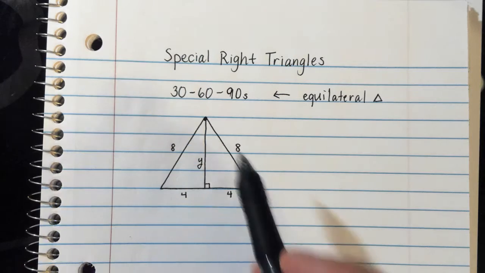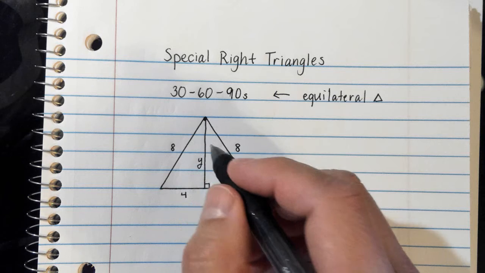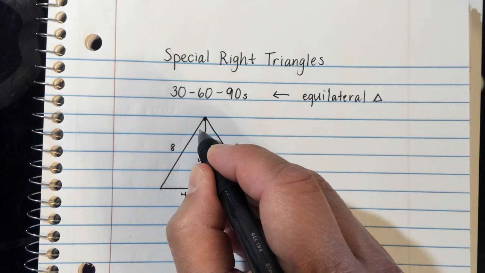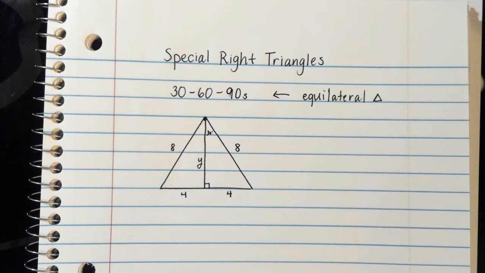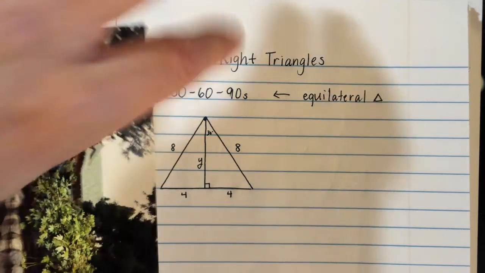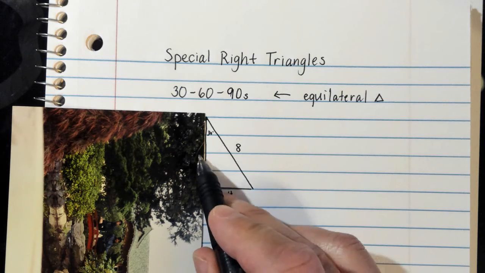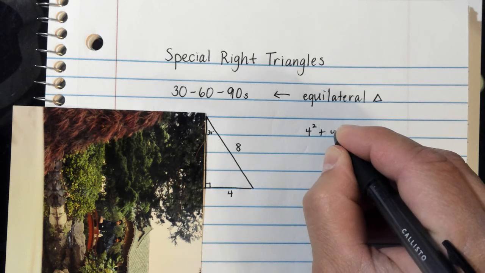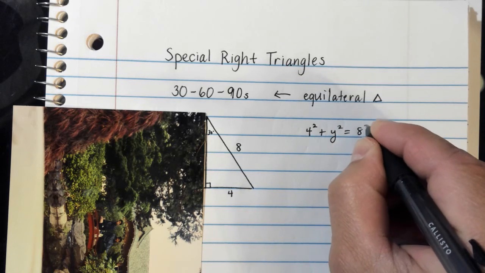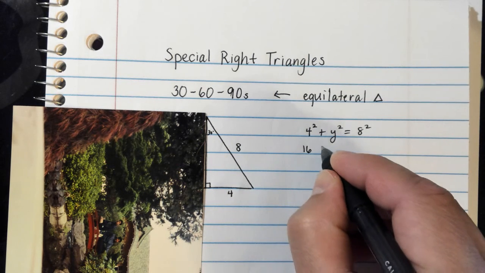Oh, one thing I forgot to say. This angle up here was 60 degrees. It also got bisected, so it is now 30 here, 30 here. So that is a 30-degree angle. 90. This one has to be 60 because they add up to 180. Okay. So we have 4 squared plus y squared equals 8 squared. That's 16.